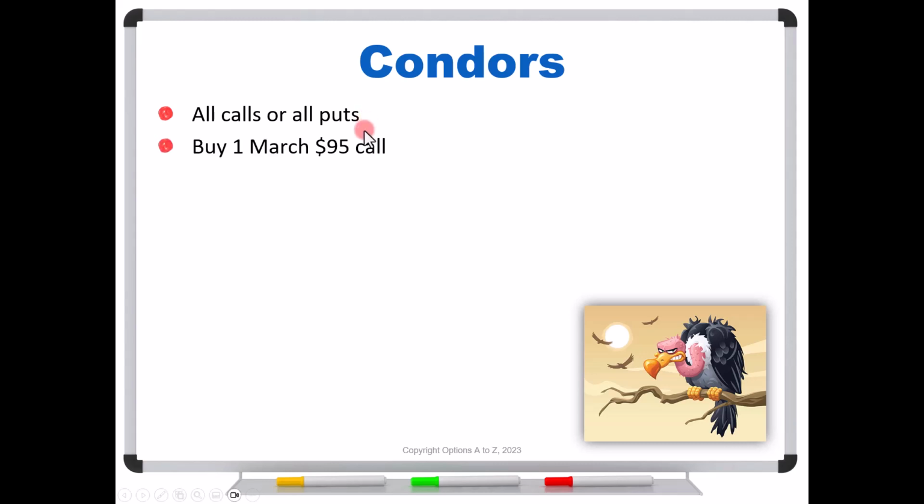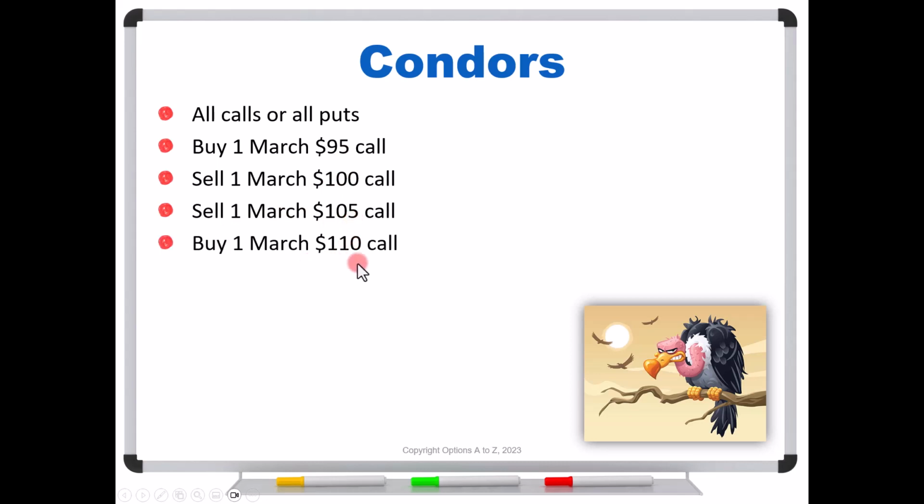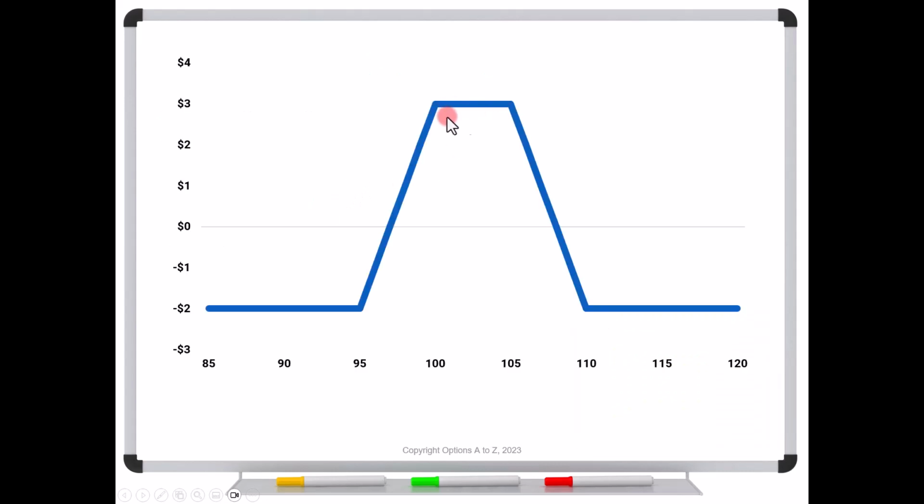So for example, you might buy one March 95 call, sell a March 100 call, sell a March 105 call, and then buy a March 110 call. So notice that just like with the butterfly, you are buying the wings. You're buying the lowest strike and the highest strike. But instead of selling 2 of the same strikes in the center, you're splitting them. And by splitting the strikes in the center, we get this flattened portion off the top. And that's what gives us a wider range of potential stock prices to move to still make maximum gain.